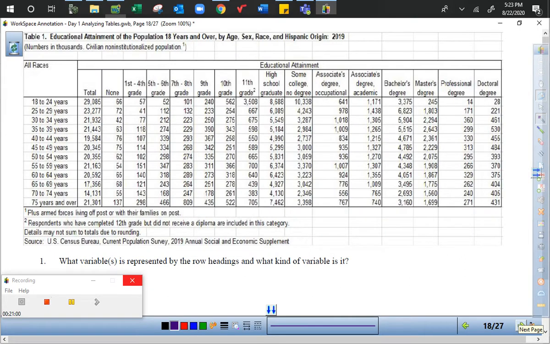All right, let's flip it over the back and talk about this table. A little more going on here, but same kind of process. It says what variable is represented by the row headings. Okay, remind yourself that rows go across, left and right. So left and right is over here, and it's talking about years, so that's got to be our age group.